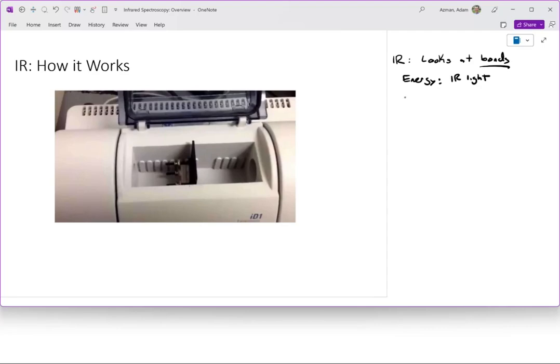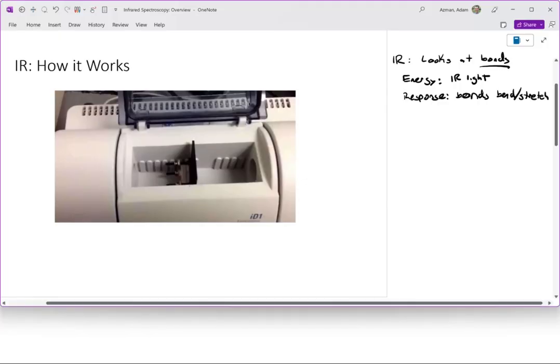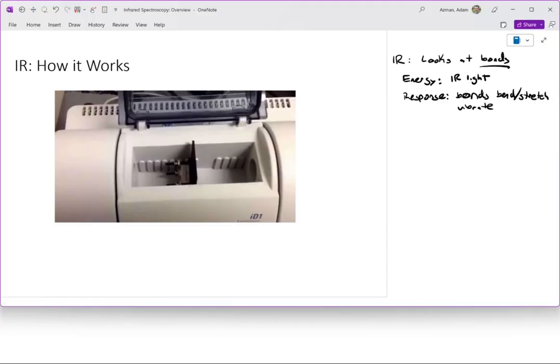And the way the molecule responds is certain bonds bend and stretch. They vibrate. The molecule turns that infrared radiation into kinetic energy, into heat, essentially. And what we measure is which infrared wavelengths were absorbed.